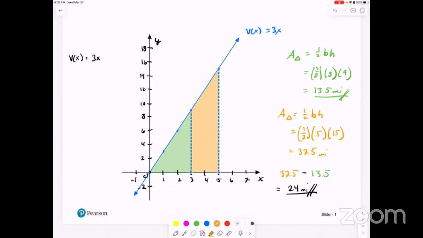All right. So again, if we wanted the distance traveled between the third and fifth hour, we said the area of the larger triangle minus the area of the smaller triangle. And so we got a distance of 24 miles. So, okay, let's see how we did. We got 13.5 and 24. Did I get everybody? I think so.